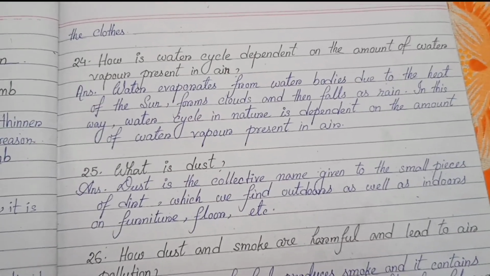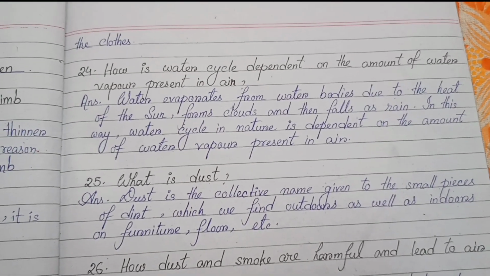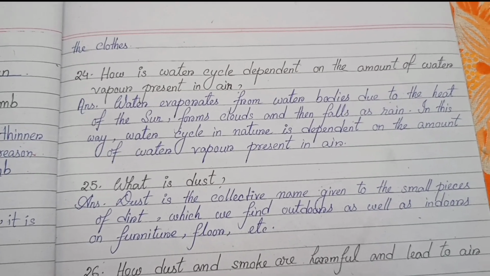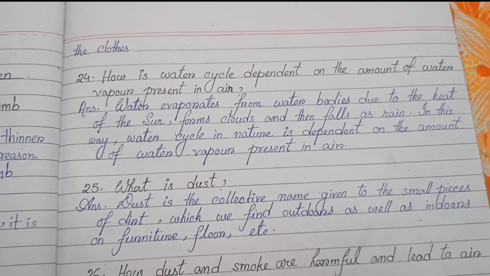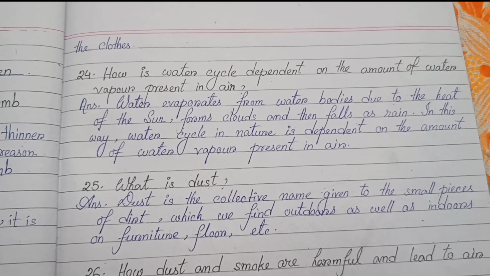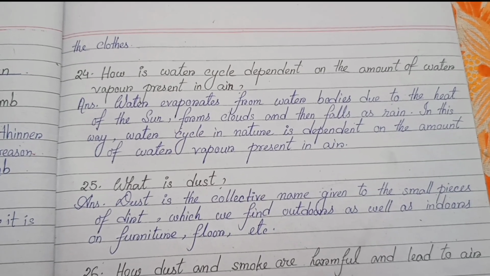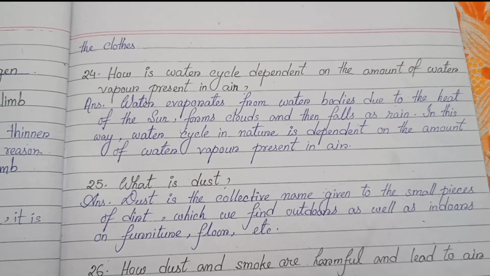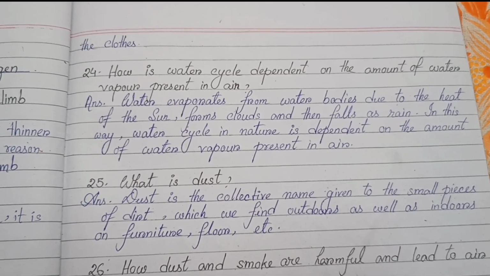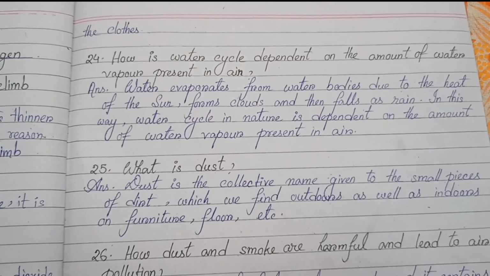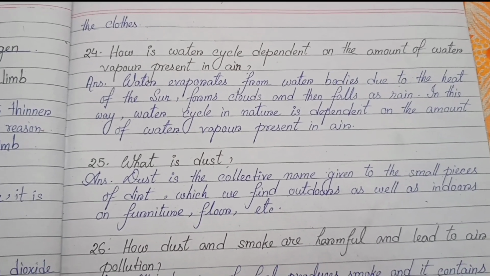Number 24. How is the water cycle dependent on the amount of water vapor present in air? Water evaporates from water bodies due to the heat of the sun, forms clouds and then falls as rain. In this way, the water cycle in nature is dependent on the amount of water vapor present in air.